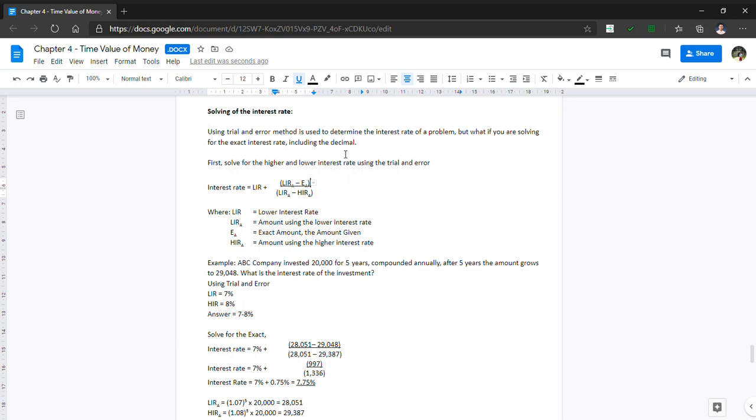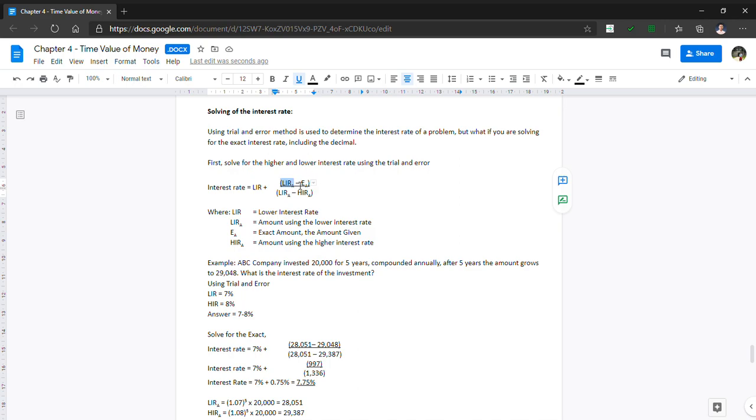So, mag-solve tayo ng dalawang interest rate na produce ng amounts na higher and lower sa gusto natin, right? Higher and lower sa gusto natin. So, yung exact interest rate is equal to yung lower na interest rate na na-compute natin plus yung itong formula na to. So, itong formula na to is lower interest rate, right?